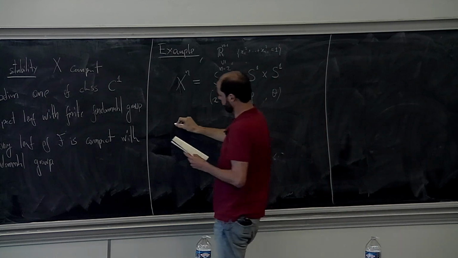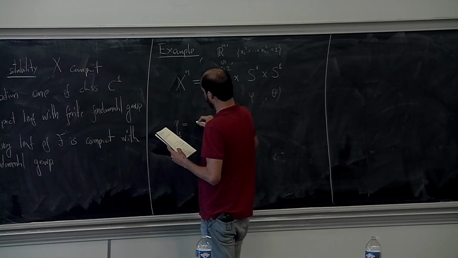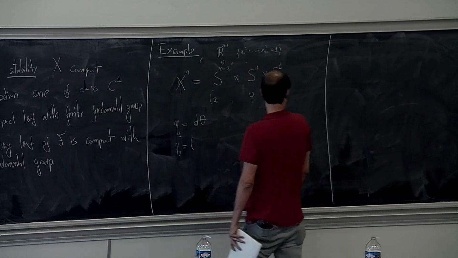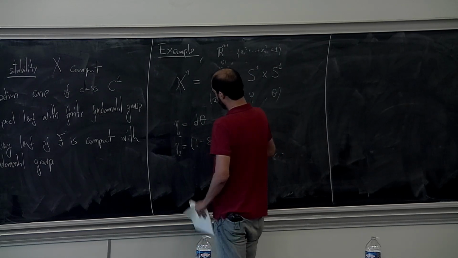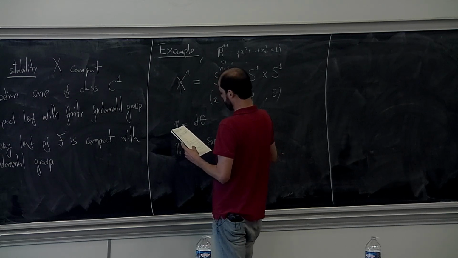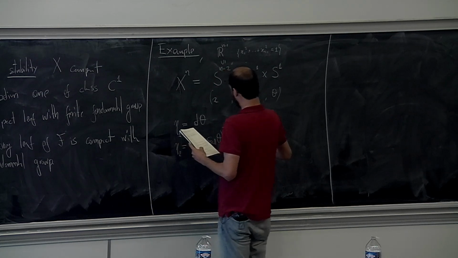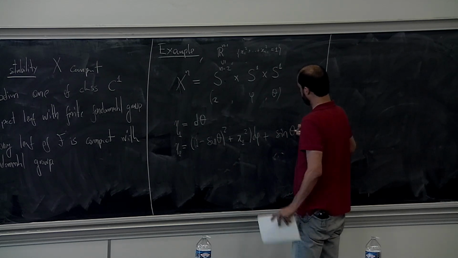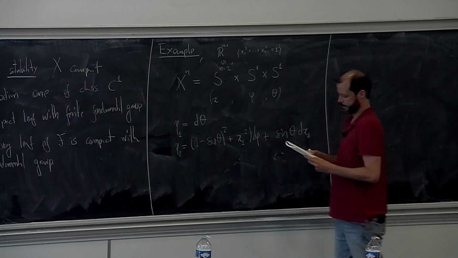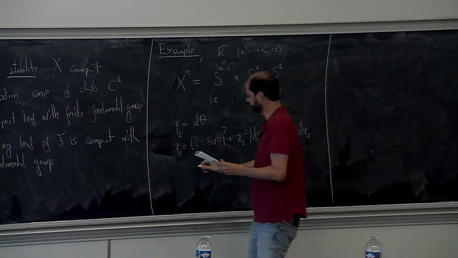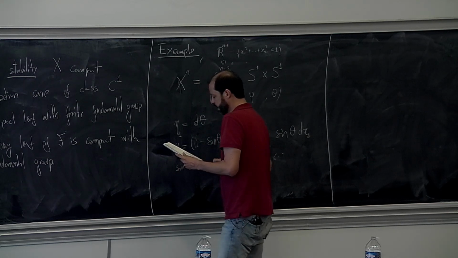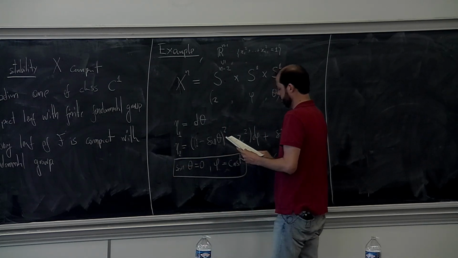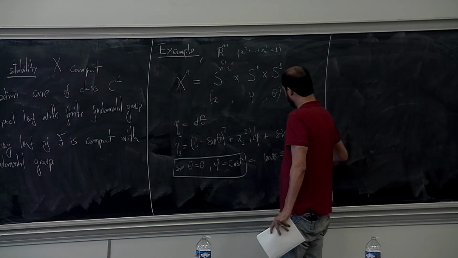And so he exhibits the following codimension 2 foliation, the foliation defined by these two one forms, d theta and eta2 equal to (1 minus sin theta) squared plus x1 squared, d phi, plus sin theta dx1. And this defines a foliation which has compact leaves. So these are leaves isomorphic to S^(n-2).